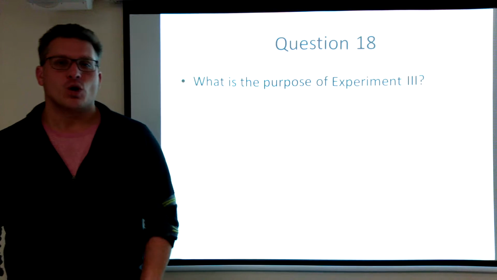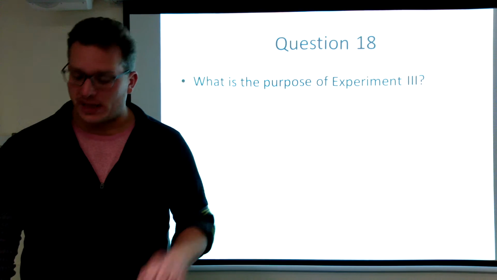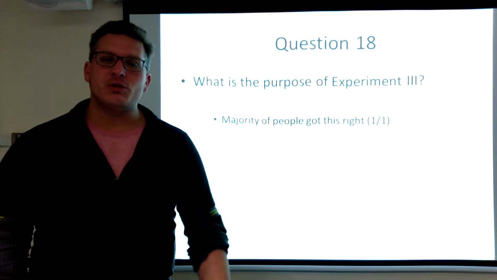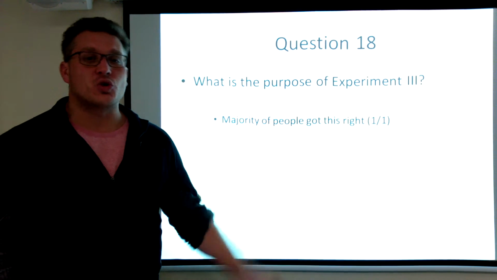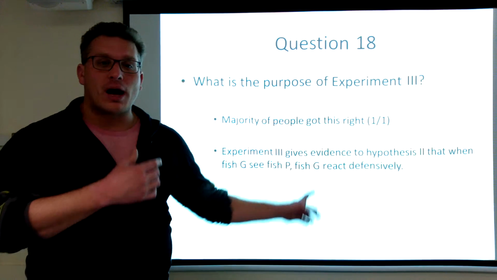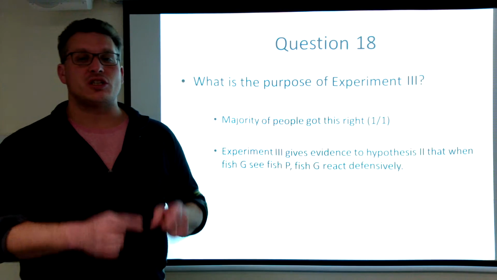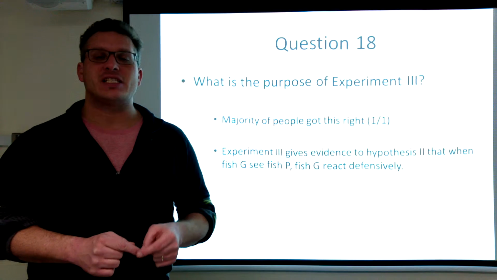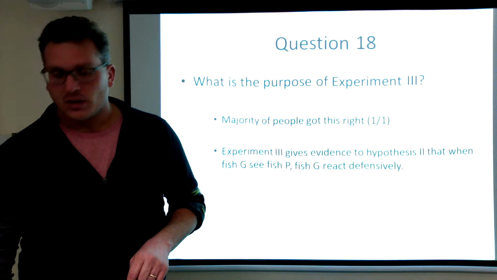Question 18. What is the purpose of experiment 3? The overwhelming majority of you got this question right and got a score of 1 out of 1. This provides evidence to support hypothesis 2, which is that fish G will react defensively based on vision.